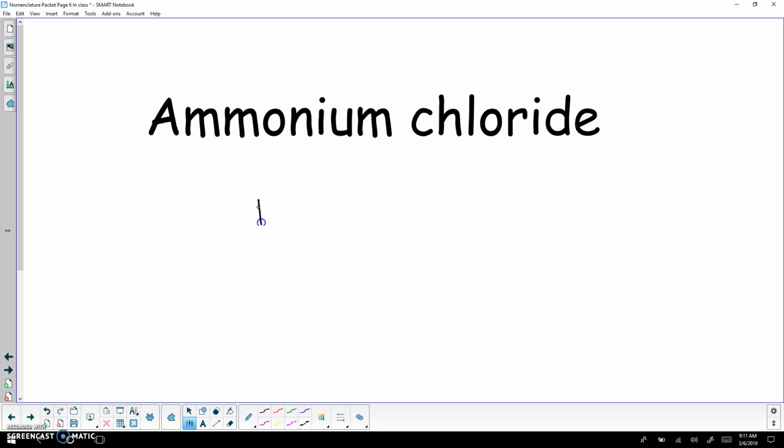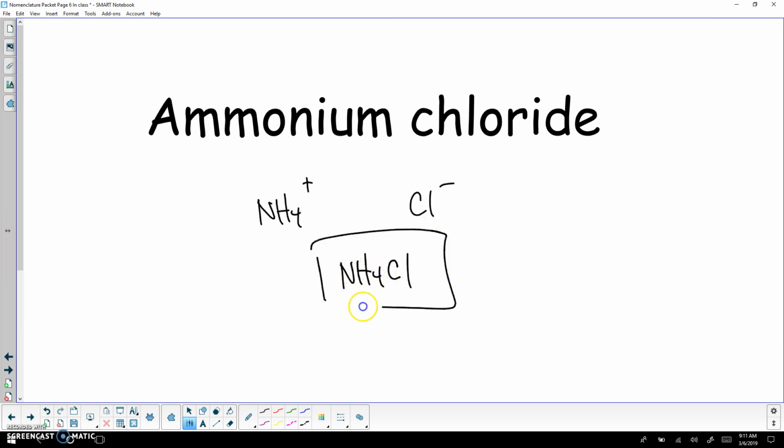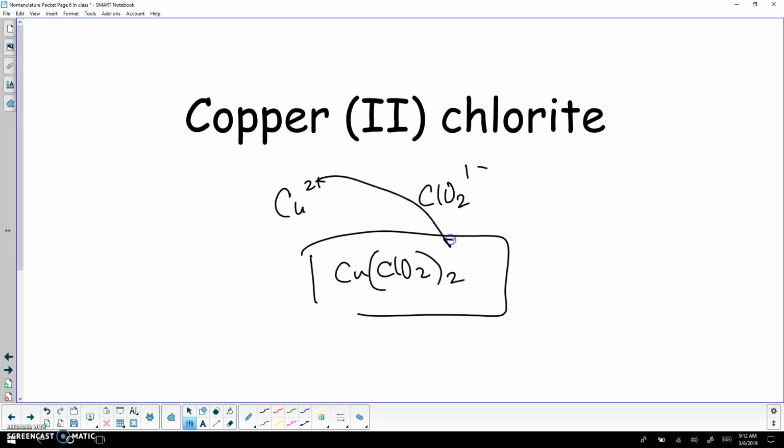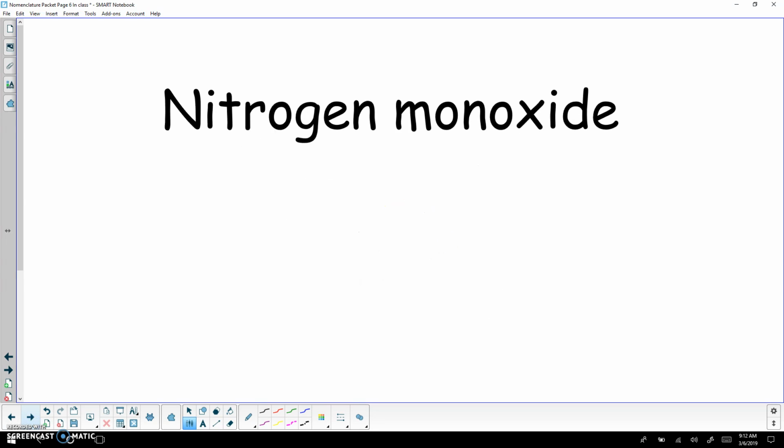The next one, ammonium chloride. Ammonium is a polyatomic, NH4 with a 1 plus. Chloride is always 1 minus. NH4Cl, the 4 doesn't move. Okay, copper 2 chlorite. That 2 tells me copper's charge is 2 plus. Chlorite is ClO2, and its charge is 1 minus. So Cu(ClO2)2, you need parentheses, and then this 2 goes there. Nitrogen monoxide, no! NO.